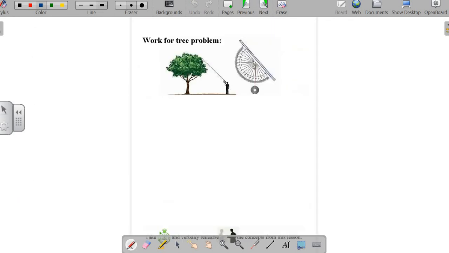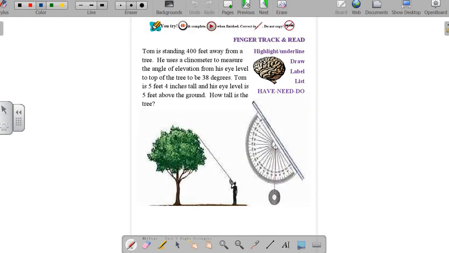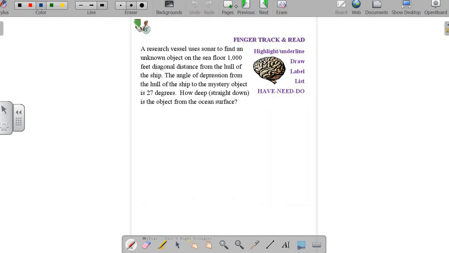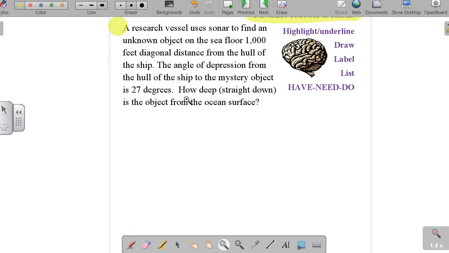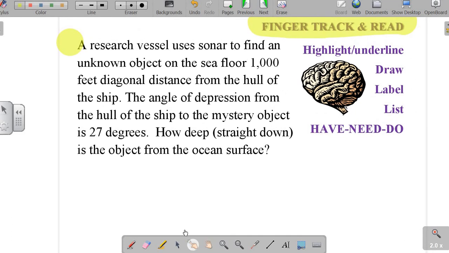I'm going to take you through one problem together, one problem you're going to do on your own. You're going to be learning how to actually apply Sohcahtoa. And we're going to be following these steps. Step number 1, always finger track with your finger physically on the paper and read out loud. Okay? You're just reading. How about you try to read with me out loud? See if you can synchronize your words with mine.